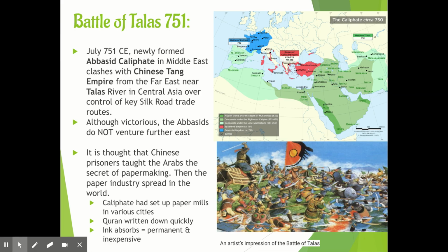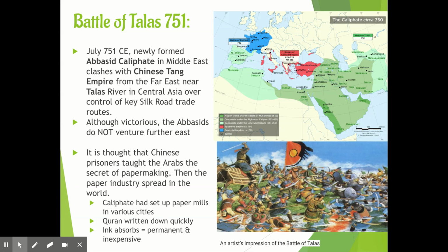All right, so another conflict that the early Abbasid Caliphate had was with China, believe it or not. And this is actually the only instance of the Abbasid dynasty trying to expand its territory, all the way over here. If we look here, these are all of the different major battles. Talas is located right here. This was an area under the control of the Tang Empire in China, and we'll learn a little bit more about it later.